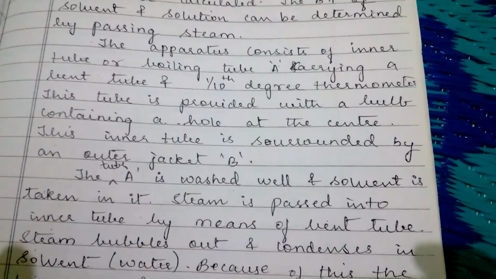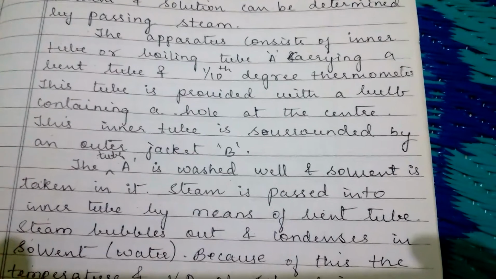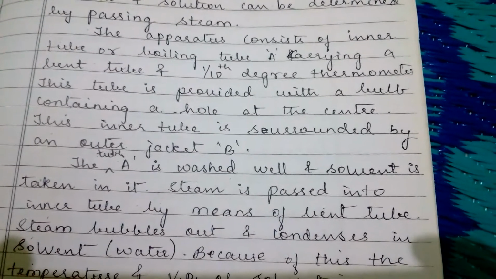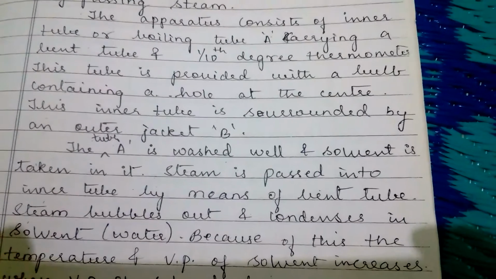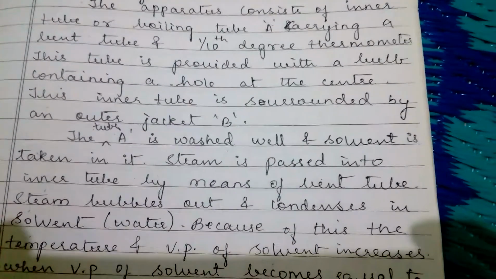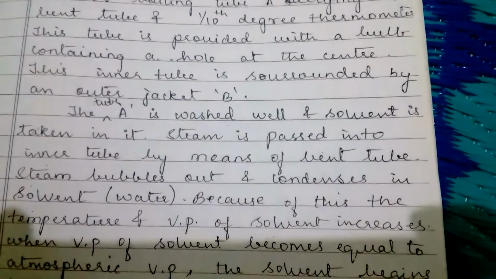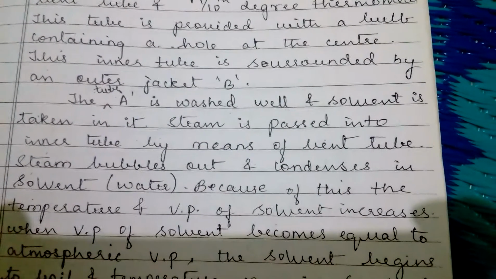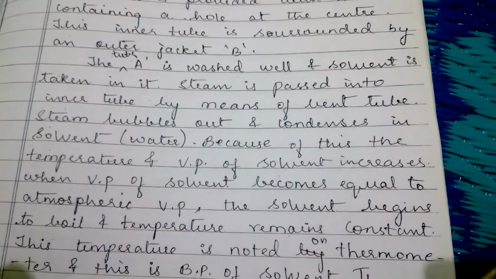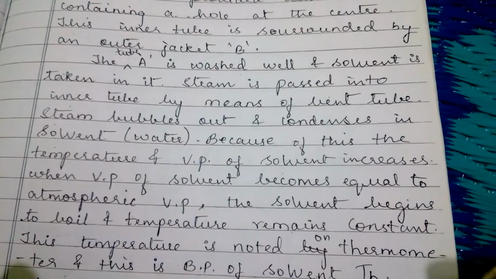The apparatus consists of an inner tube or boiling tube A carrying a bent tube and a 1/10 degree thermometer. This tube is provided with a bulb containing a hole at the center. This inner tube is surrounded by an outer jacket B. The tube A is washed well and solvent is taken into it. Steam is passed into the inner tube by means of the bent tube.